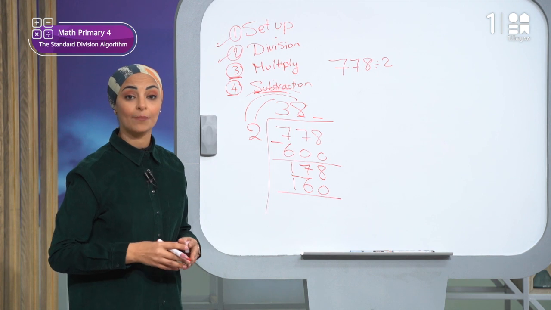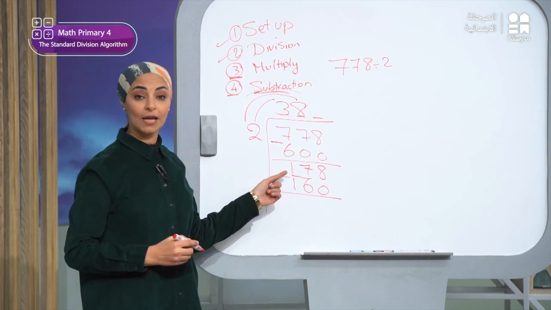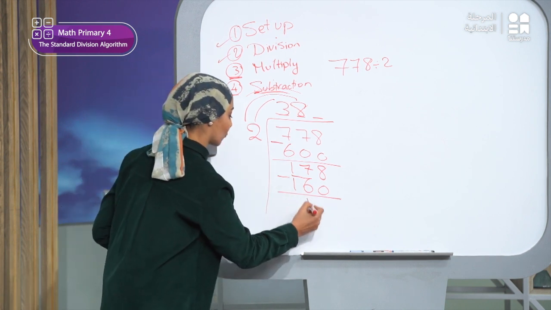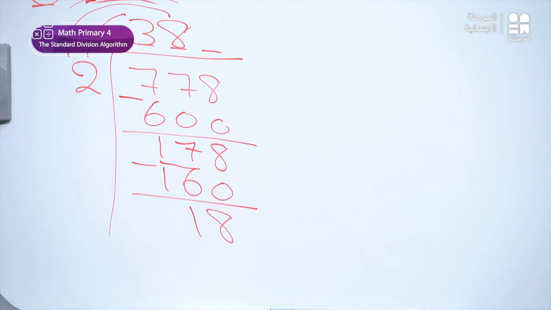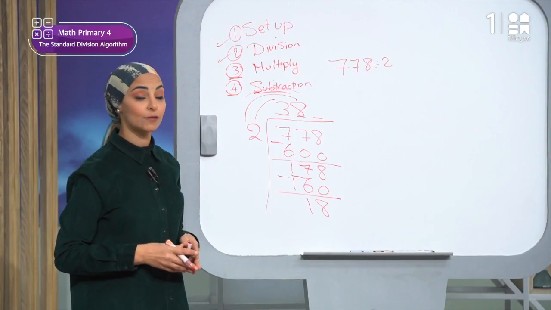And then the next step, I will subtract. I will subtract 178 minus 160. The answer will be, of course, 18. Then what should I do? Again, I will divide 18 by 2. 18 by 2 gives me what? Of course, 18 by 2 gives me 9.